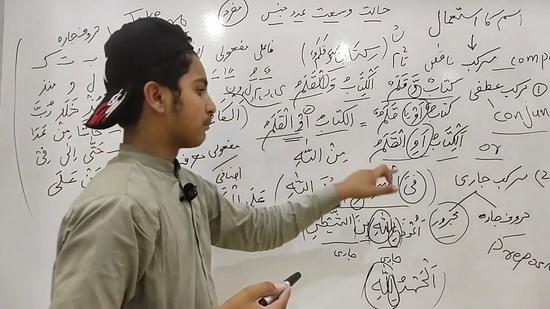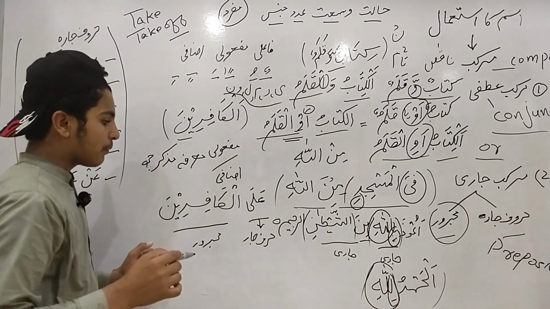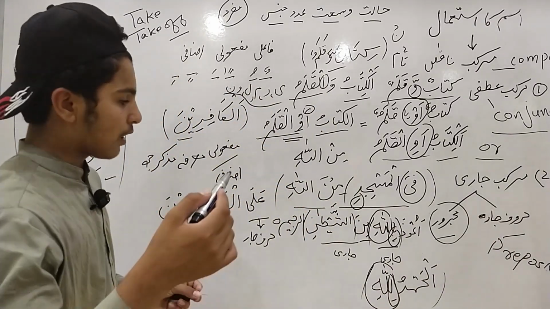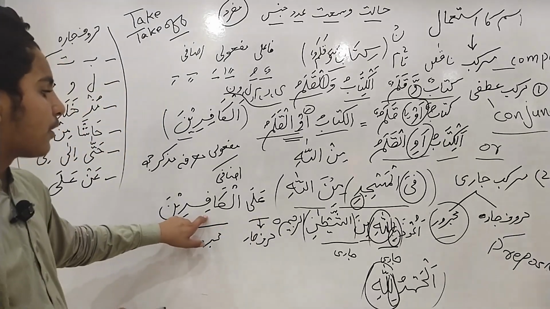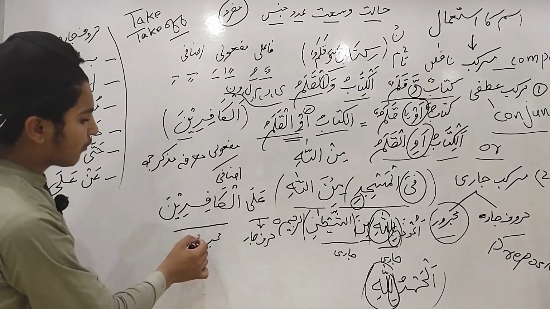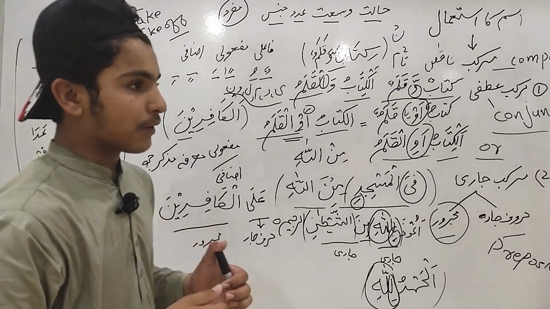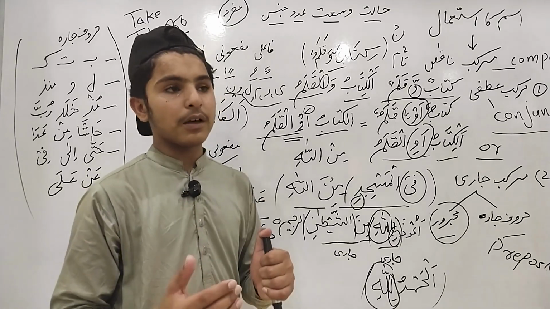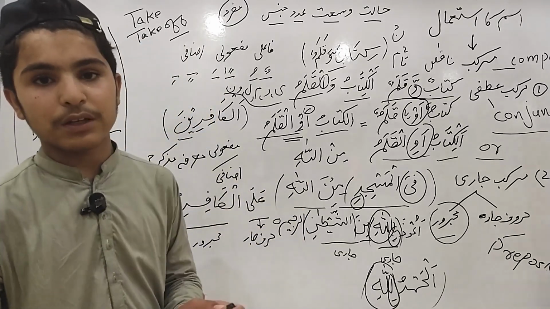If we bring harf jar or preposition before it, it will become in izafi halat or the genitive case. Now it is made alal kafirina. Ala is the preposition harf jara and al kafirina is majroor. Now we conclude that in the Holy Quran, if a word has a preposition before it, then it will be in the genitive case. Jazakum.